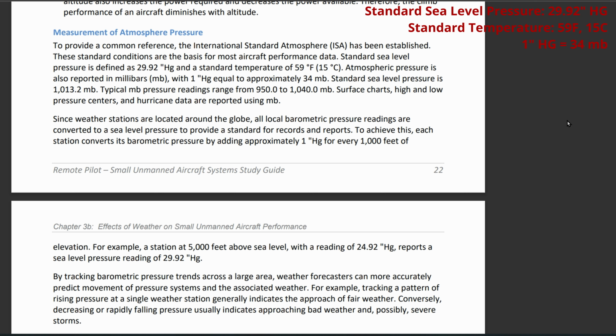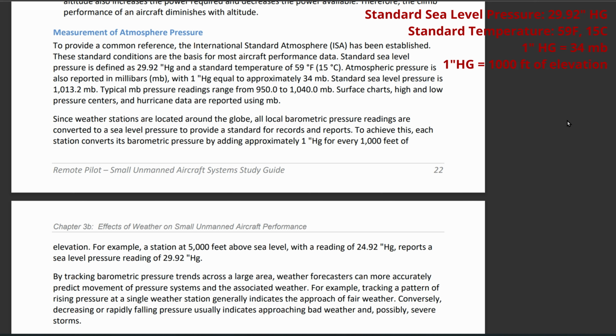Now, atmospheric pressure can be associated with millibars, MB, and 1 Hg that we talked about is equal to 34 millibars. The standard sea level pressure is going to be 1013.2 millibars, with typical readings being 950 to 1040 millibars. Surface charts, high and low pressure charts, as well as hurricane data are all reported using millibars. So you have Hg and millibars.